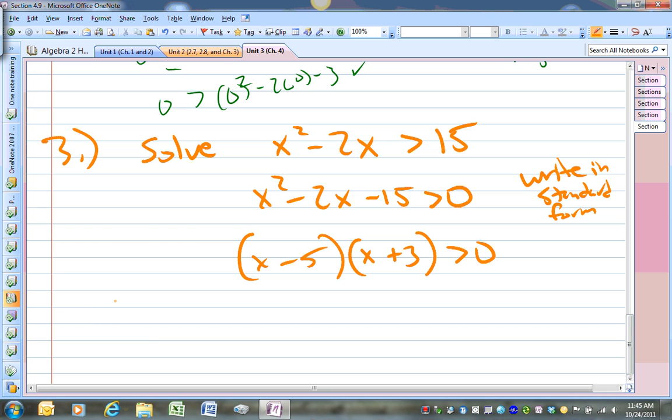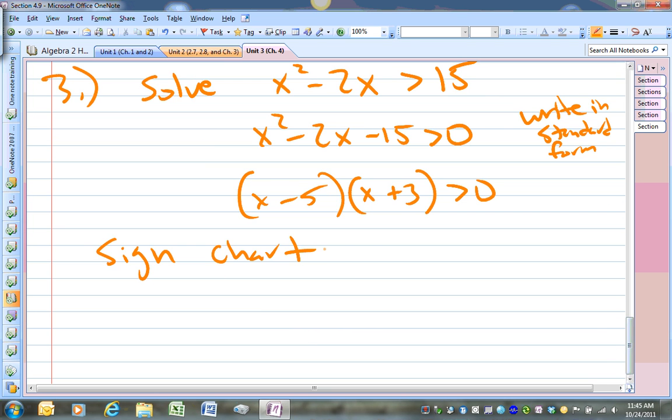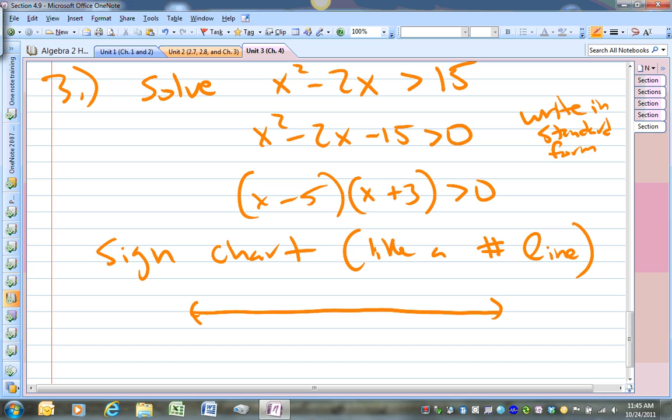Now this is where it gets a little tricky. There's a new technique called a sign chart. A sign chart is like a number line. You'll see this a lot in pre-calculus and calculus, so it's good I'm introducing it right now. Here's how a sign chart works. You have 0, and of course you have 1, 2, 3, 4, 5. And what the heck, let's put a 6 there. And of course, negative 1, negative 2, negative 3, negative 4, negative 5, negative 6.